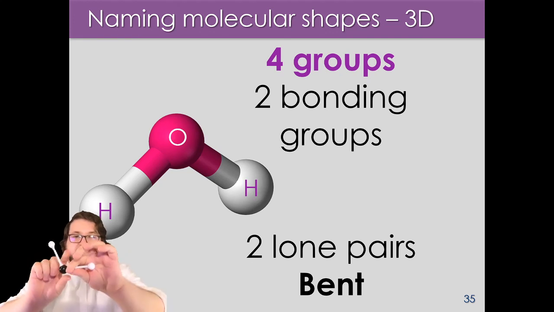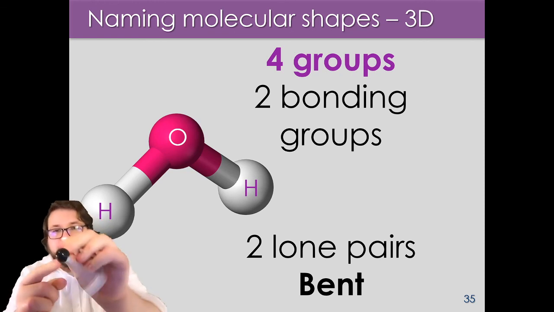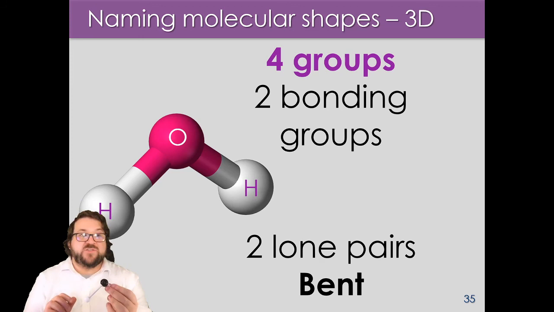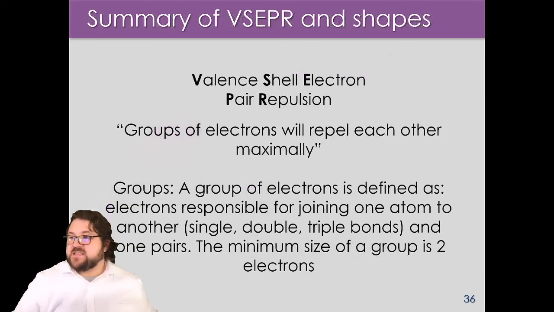And imagine that was an oxygen. That would be exactly the shape of the water molecule. 2 bonding pairs and then 2 holes there where the lone pair electrons would be. Okay, that's enough wittering from me. So that takes us to the end of the lecture.